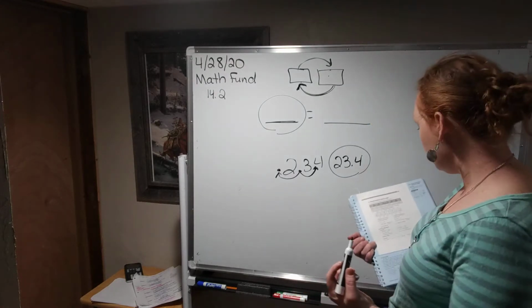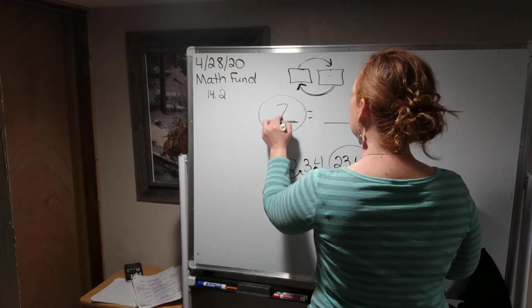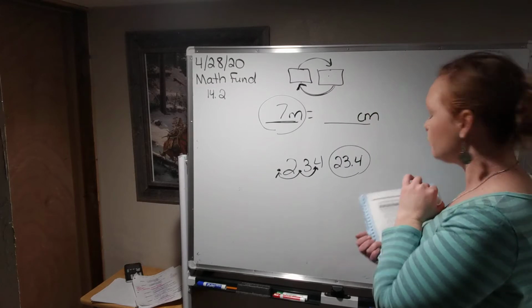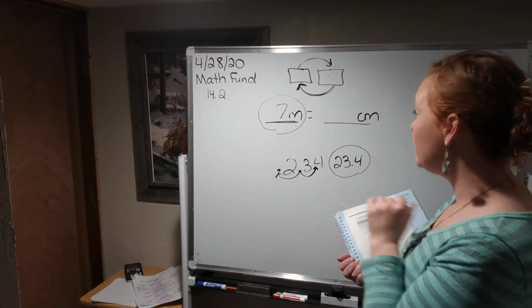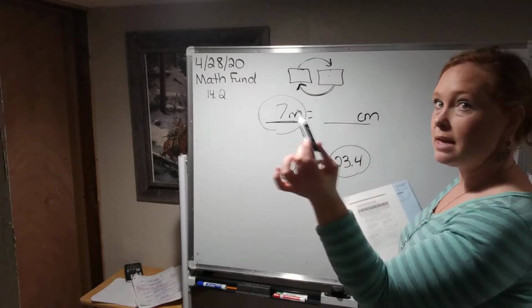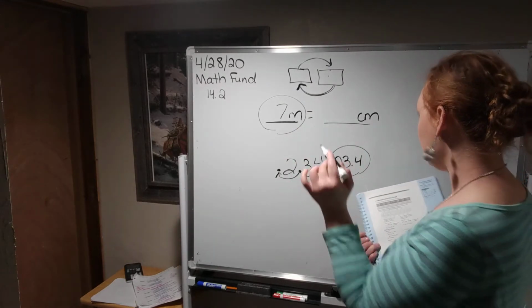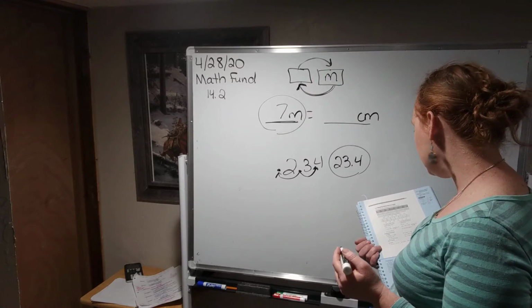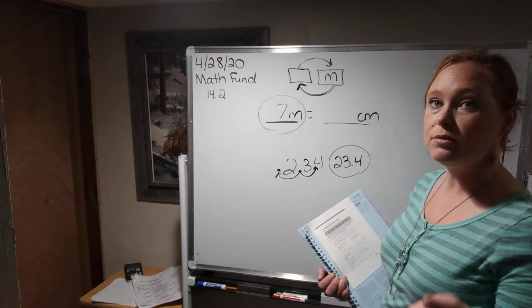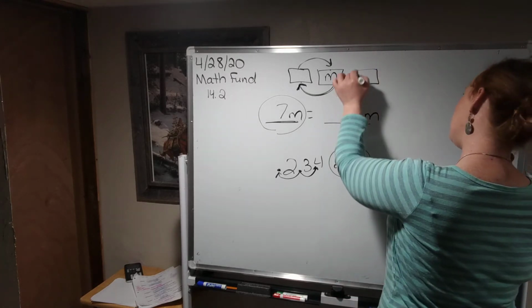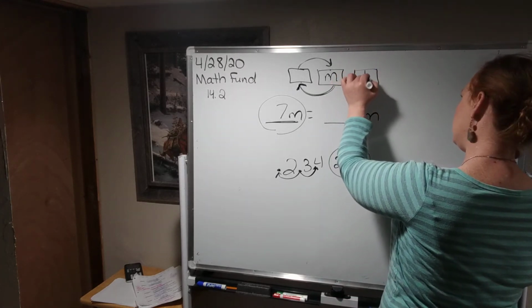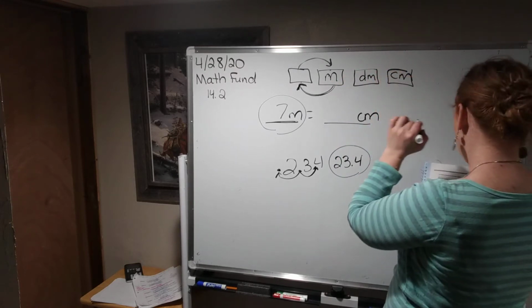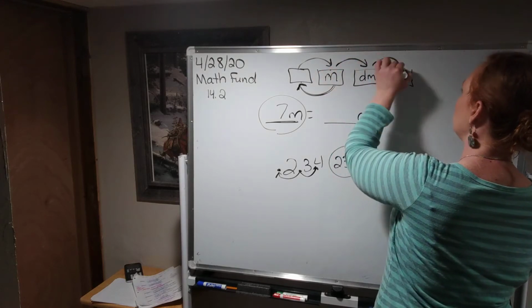Okay, so let's do the first example. I have 7 meters, and I want to know how many centimeters that is. Well, if you look on the diagram, we know we have 7 meters. So I'm going to take my finger and put it in the meters box. Okay, let's just say this one is meters. And I'm moving to centimeters. How many boxes do I have to move to get to centimeters? Well, the next box to the right is decameters, and then centimeters. And if you'll notice, all the arrows on the top move to the right.